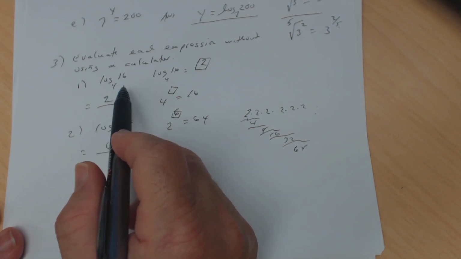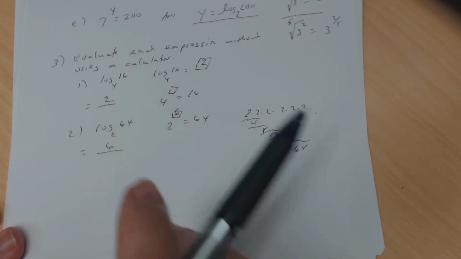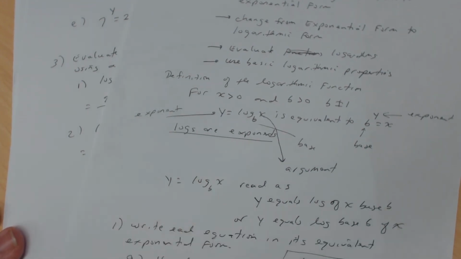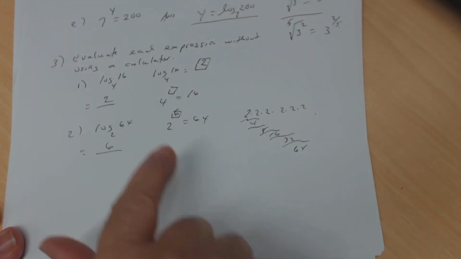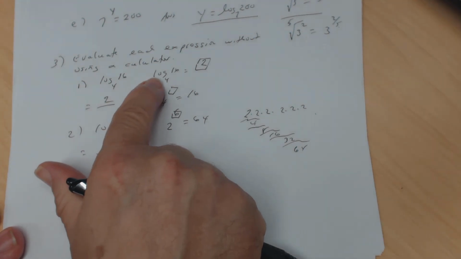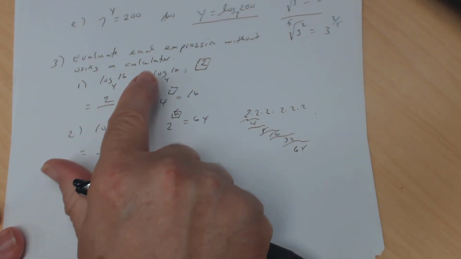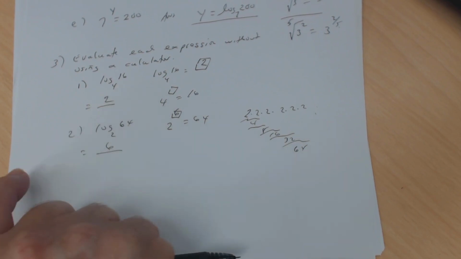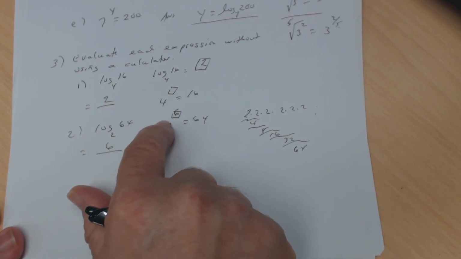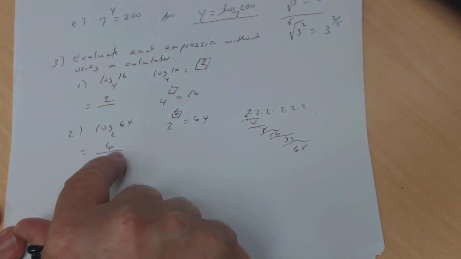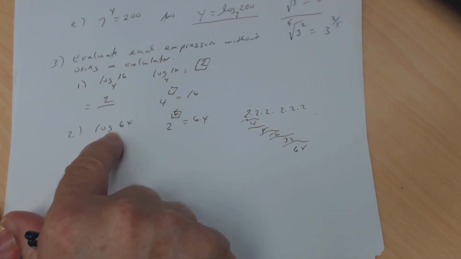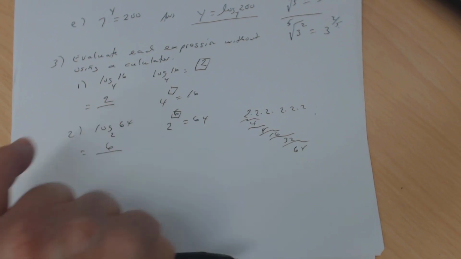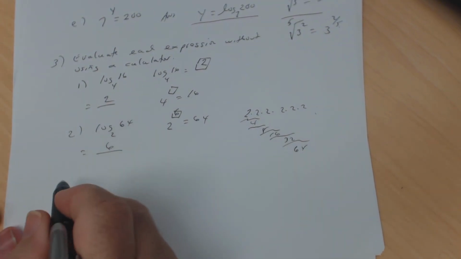So remember, logarithms are nothing but exponents. Remember what we said earlier: logs are exponents. So that's what we're doing. We're looking for that exponent. 4 to what power is 16? So what's that exponent? The exponent is 2. So this is equal to an exponent of 2. 2 to what exponent is 64? The answer is 6. So this log expression is equal to 6.